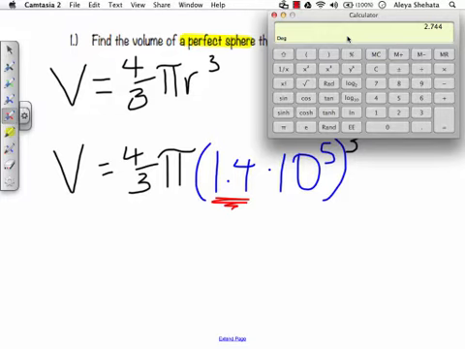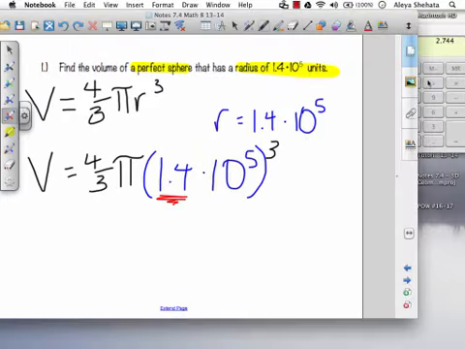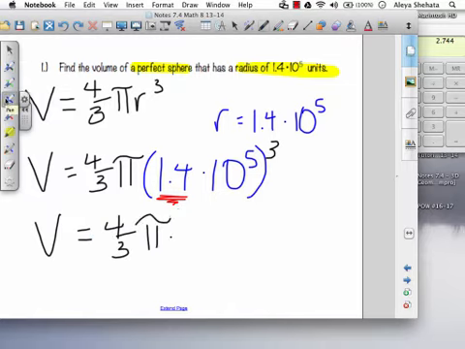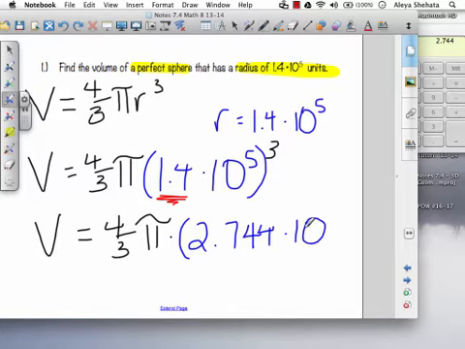Okay, so I'm going to write down that the volume is equal to 4/3 pi times this value that I got here, 2.744, times 10. Now, you have to remember, if you have a power raised to a power, what should you do with your exponents? See if you can think for a minute what you should do with the 5 and the 3. If you said multiply, you are absolutely correct. So I'm going to multiply 5 by 3, and I get times 10 to the 15th power.